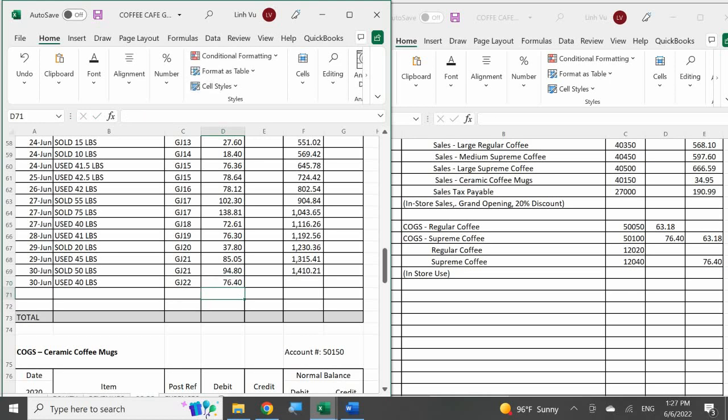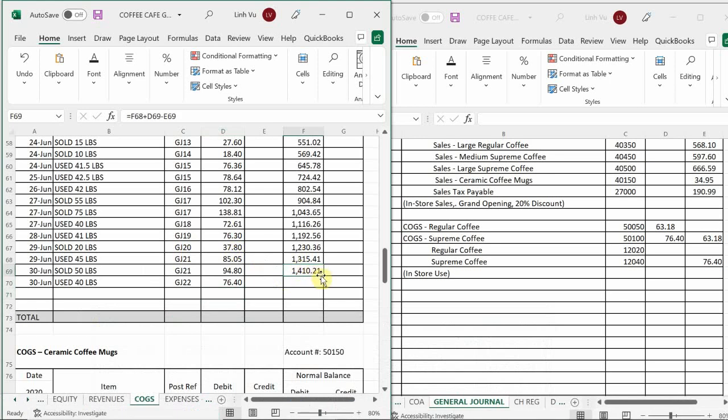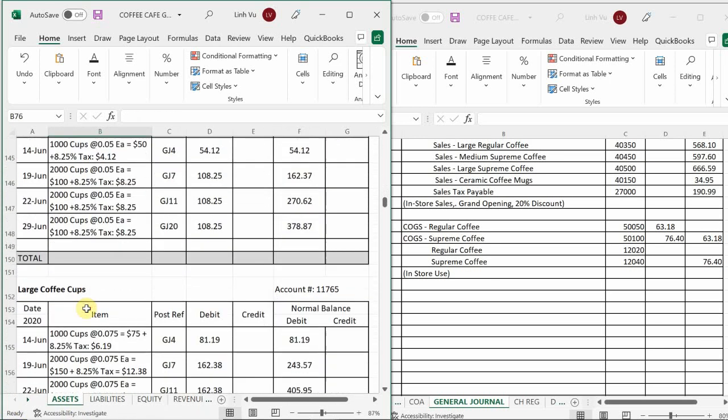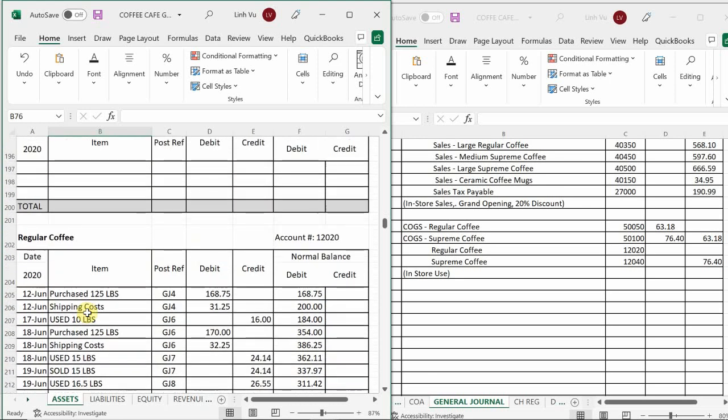$76.40, which should give you a grand total cost of goods sold of Supreme Coffee of $1,486.61. Okay, so now we need to update my inventory. Starting with my regular coffee here.